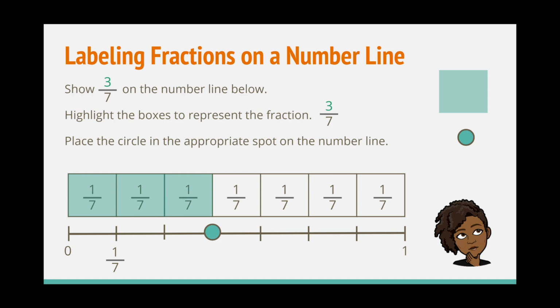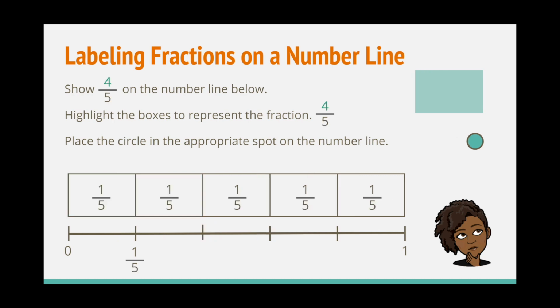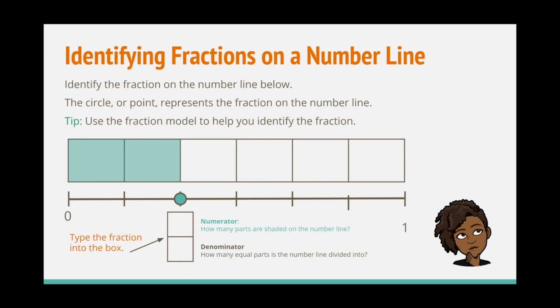We're going to try another one. 4/5. So I'm going to color in 4 out of the 5 parts, or 4 of these 1/5 parts. 1, 2, 3, 4. So that tells me where to print my circle. Goes right there. Identify the fraction on the number line below. The circle, or that dot on the number line, represents the fraction on the number line that we're trying to figure out. Tip: use the fraction model to help you identify the fraction.